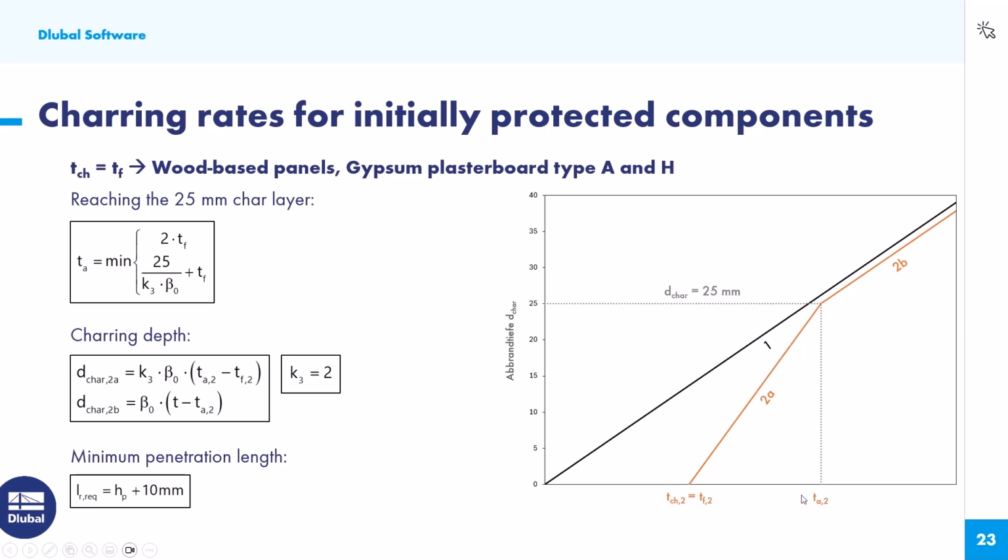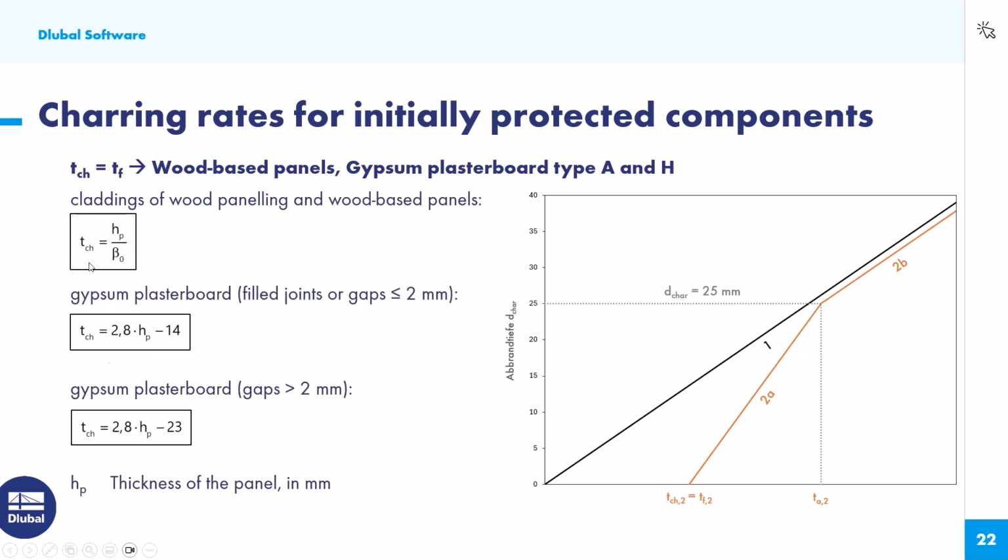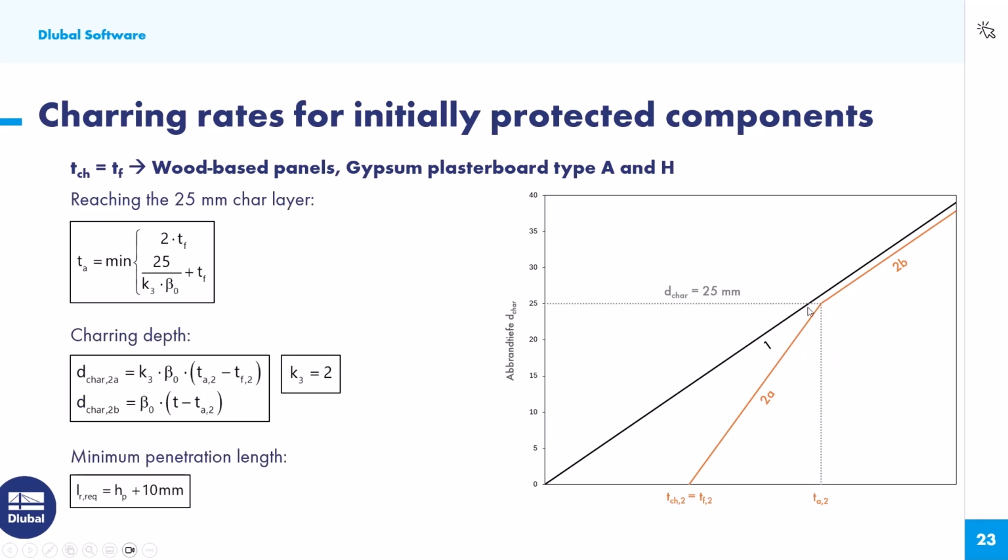And the time where this char layer reaches its 25 millimeters can also be calculated by this equation, which is also listed in the standard, in the Eurocode 5 part 1.2. Okay, so we need this time, and we know this time, TA and T charring, and therefore we can calculate our charring depth by adding charring depths 2A plus 2B.